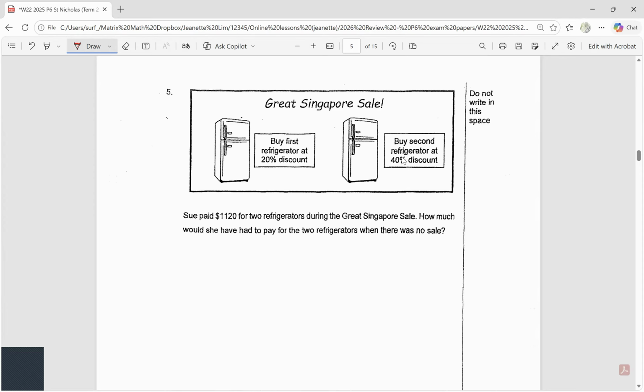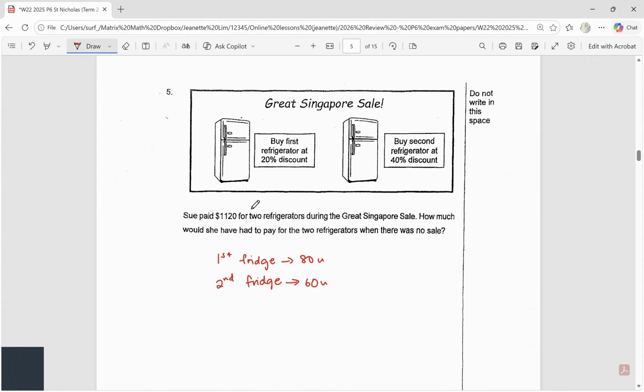So usually we'll treat the total as 100%, right? So instead of saying that everything is 100%, we'll say this is 100%, 100%. So let's use units instead, okay? The whole thing here is 100 units. So she would have paid 80 units for the first refrigerator. Okay, so the first fridge is 80 units. The second fridge would be 60 units.